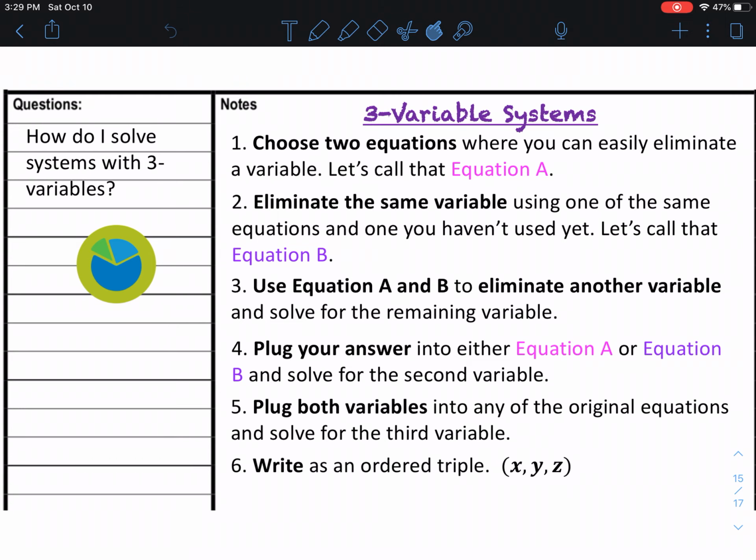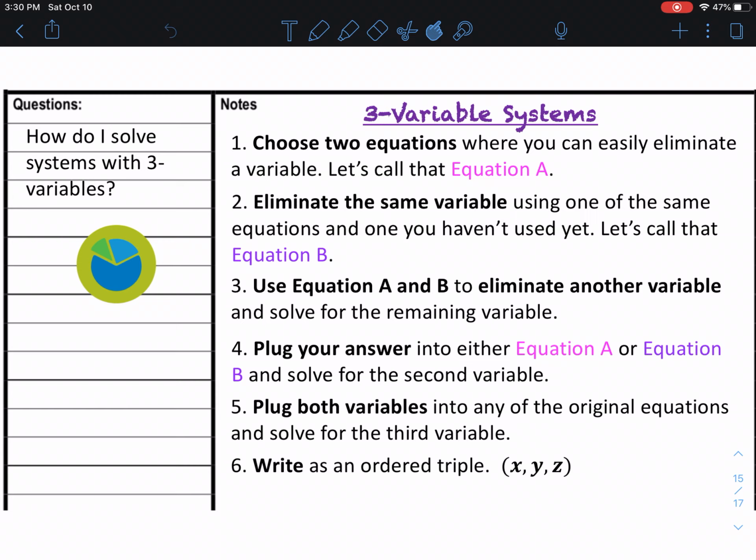Again, you're going to choose two equations where you can easily eliminate a variable, either x, y, or z, it doesn't matter. Once you do that, we'll call that equation A. Then you want to eliminate the same variable. You'll use one of the equations again, and then the other equation will be the one you haven't used yet. And once you eliminate a variable there, you will get equation B. Then you're going to use equation A and B and eliminate yet another variable. So now you should be able to solve for the final remaining variable.